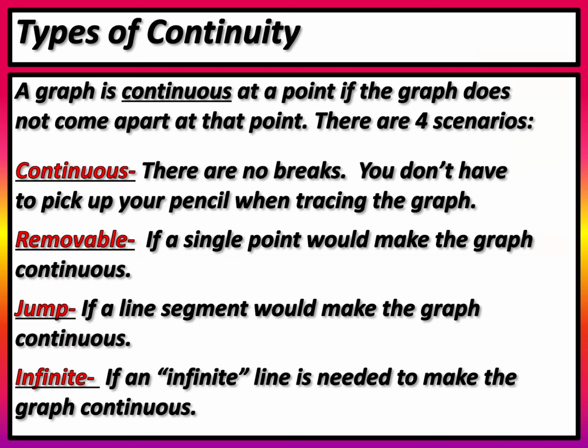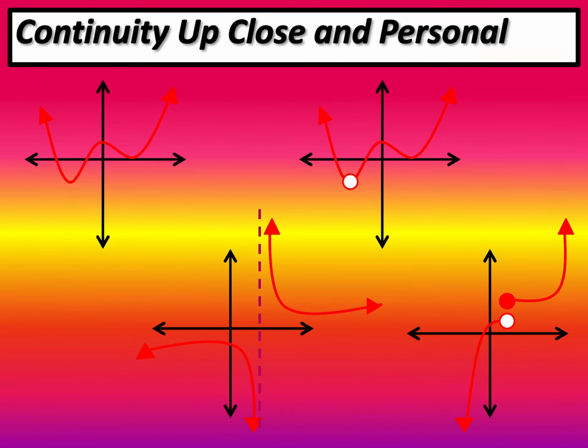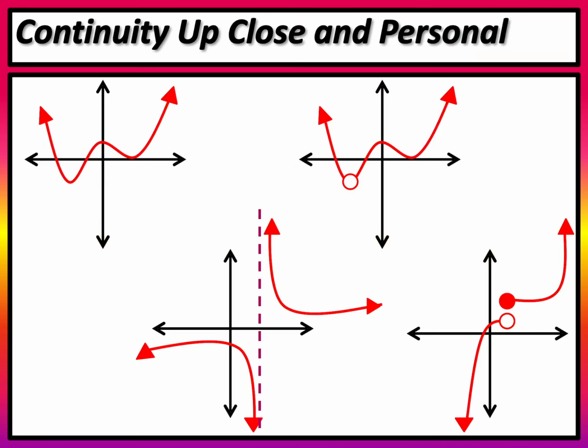So the difference between jump and infinite: jump has a finite start and end point to the line segment that you would need to complete the graph. An infinite discontinuity needs a line that's going to go on forever in order to make it continuous. So we can look at the graphical representation of what those situations look like, and then we'll talk about, algebraically, how do you get those in a function?